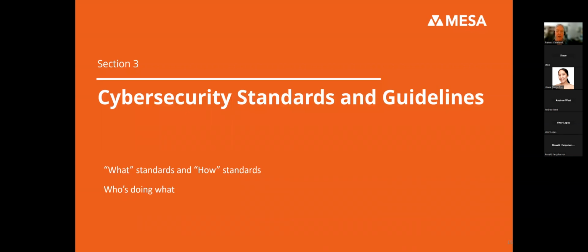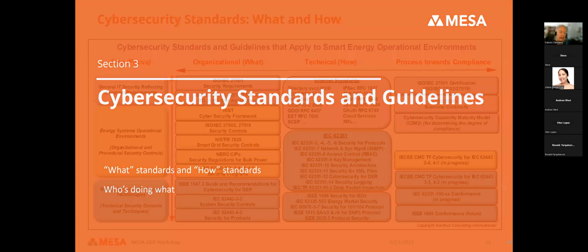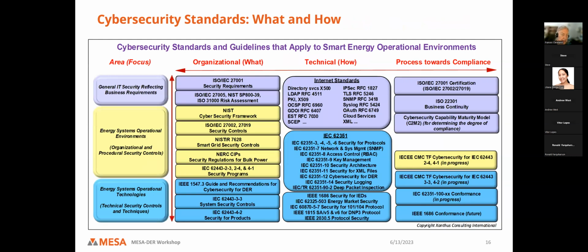Okay, I mentioned cybersecurity standards and guidelines. And in particular, I like this diagram here because it shows that there are differences between certain types of cybersecurity standards. This group here, organizational, are what I call what standards. And what standards say you should do this or you must do that, but it doesn't tell you how to do it. It just simply says you must be able to do it, and that's what this requirement is all about. So those are the what standards.